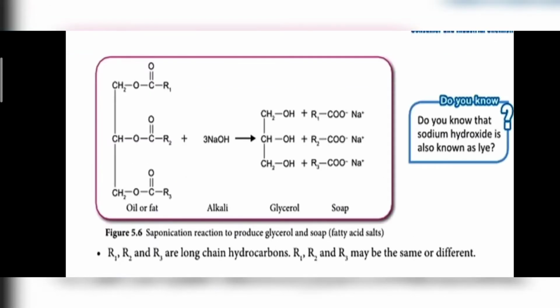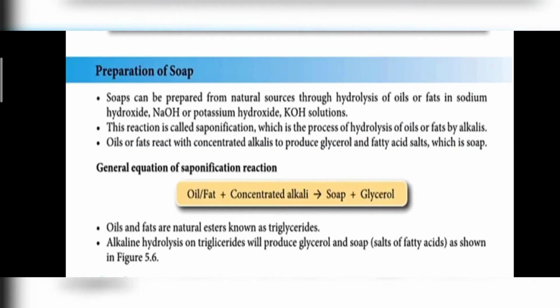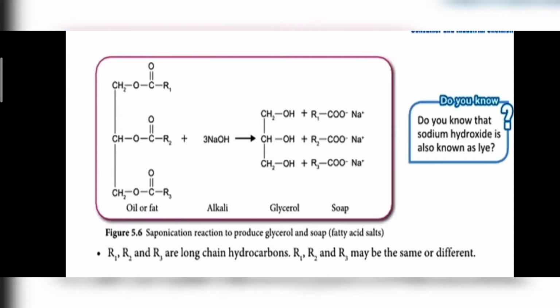So this one, Figure 5.6, is the saponification reaction to produce glycerol and soap. Here the fatty acid salt is the soap. So this one is oil or fat. Remember, this oil or fat is a triglyceride, a natural ester. This one is the oil or fat.